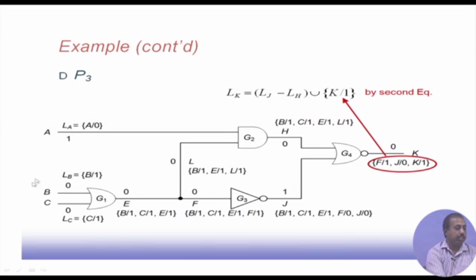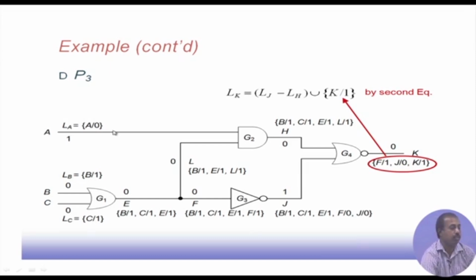Then P3 value was 1 0 0, then it was detecting A stuck at 0. Here we just show this gate condition that one input is 0, another input is 1, and since this is a controlling input, this 1 is a controlling input for a NOR gate. So, I have to follow this formula: Lj, the controlling input fault set, minus the non controlling input fault sets, that is Lj minus Lh, union K stuck at 1. So, this F stuck at 1, J stuck at 0, and K stuck at 1 are the faults that could be detected by pattern P3. This way deductive fault simulation works.